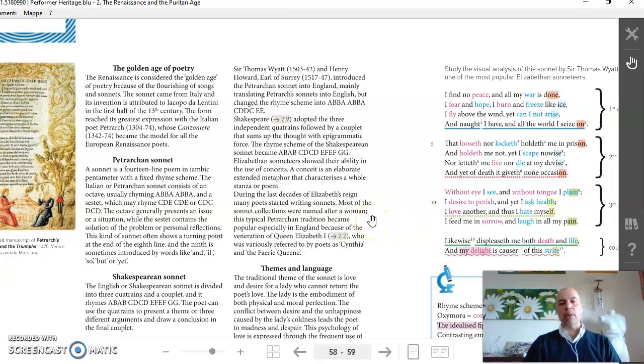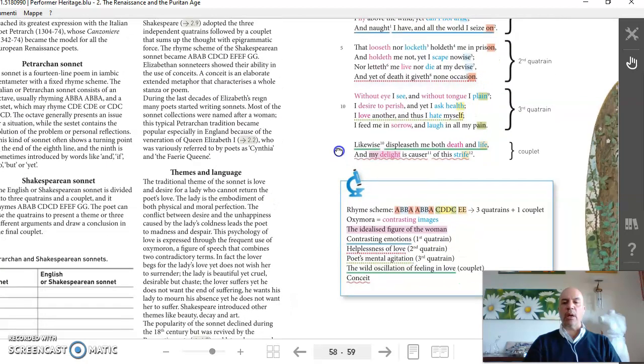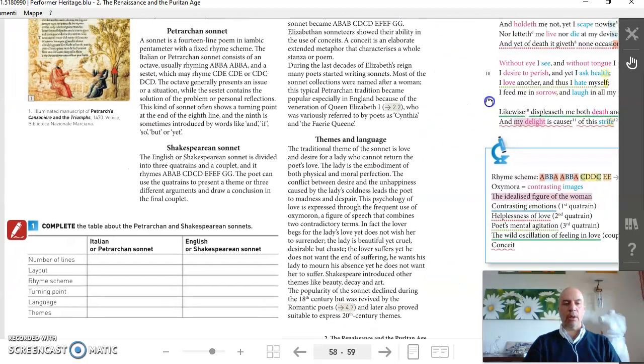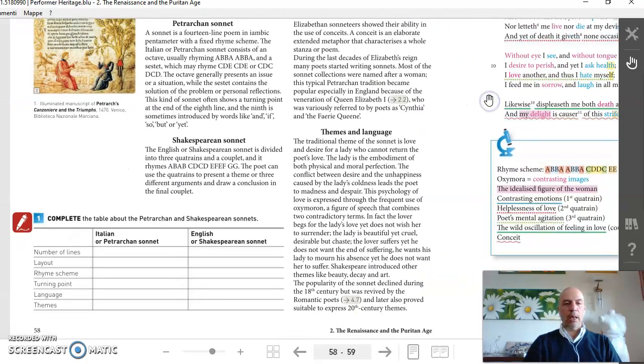Okay, for the moment, I think that's all. Try to complete this table about the characteristics of the Italian or Petrarchan sonnet and the English or Shakespearean sonnet.